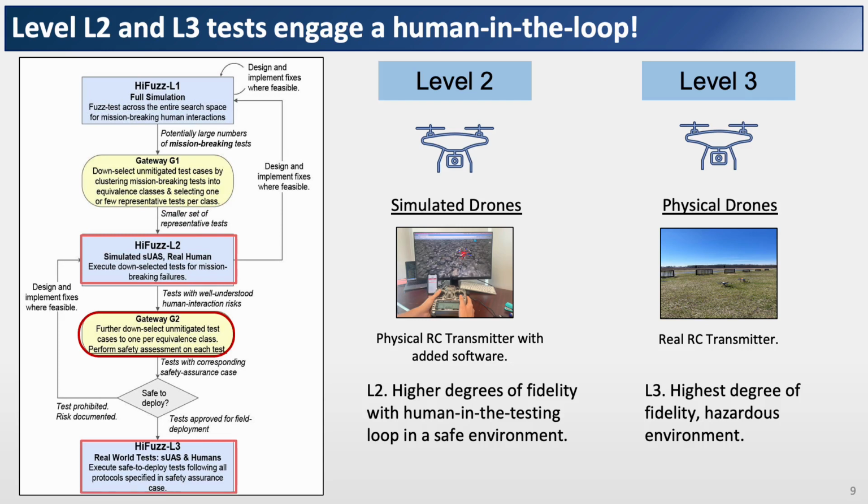In levels L2 and L3, humans are in the loop. L2 tests are executed in the same simulation environment. However, humans replace the proxy agents and interact with the drone through hardware devices such as RC transmitters and a GUI used in physical deployments. L2 is designed to provide higher degrees of fidelity than L1 while still remaining in a safe operational environment.